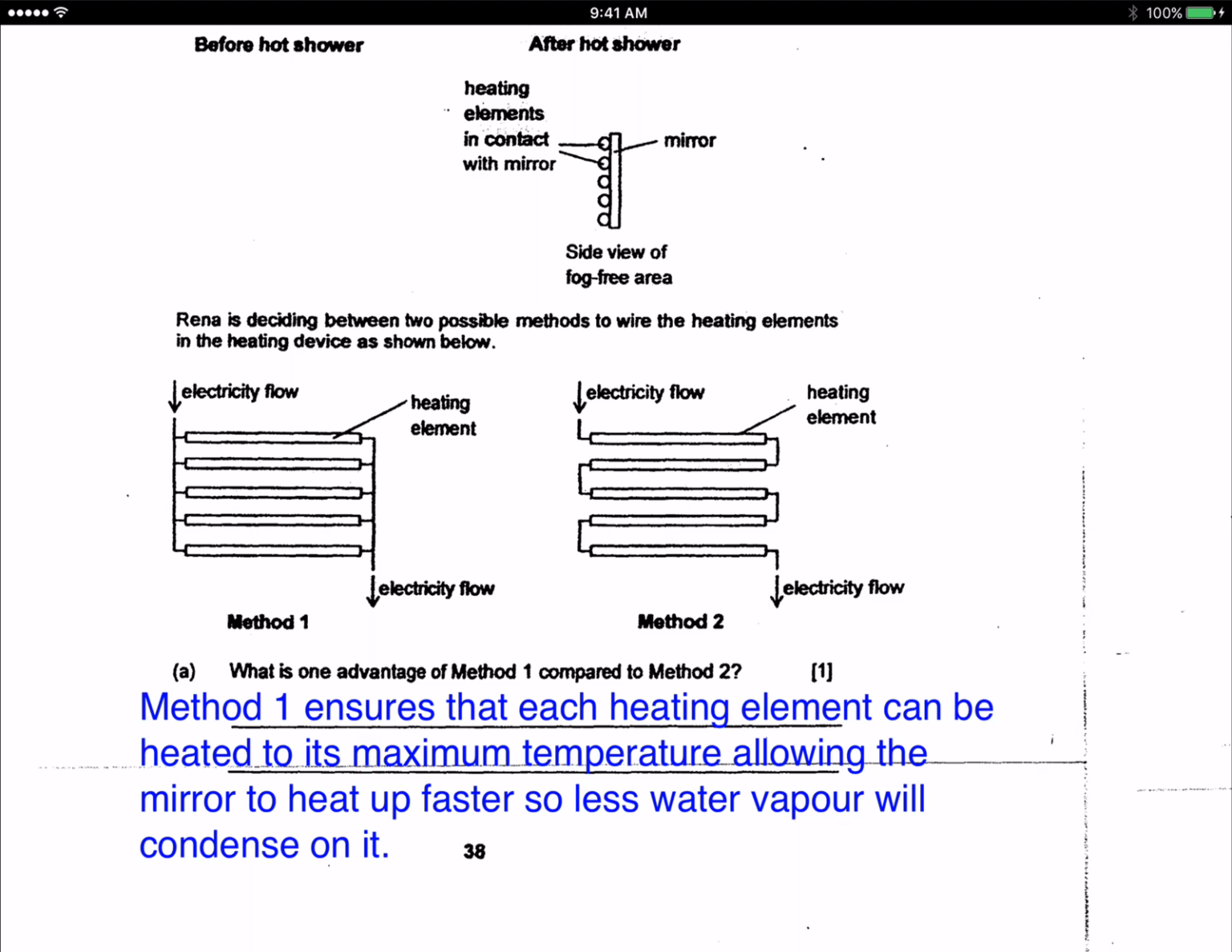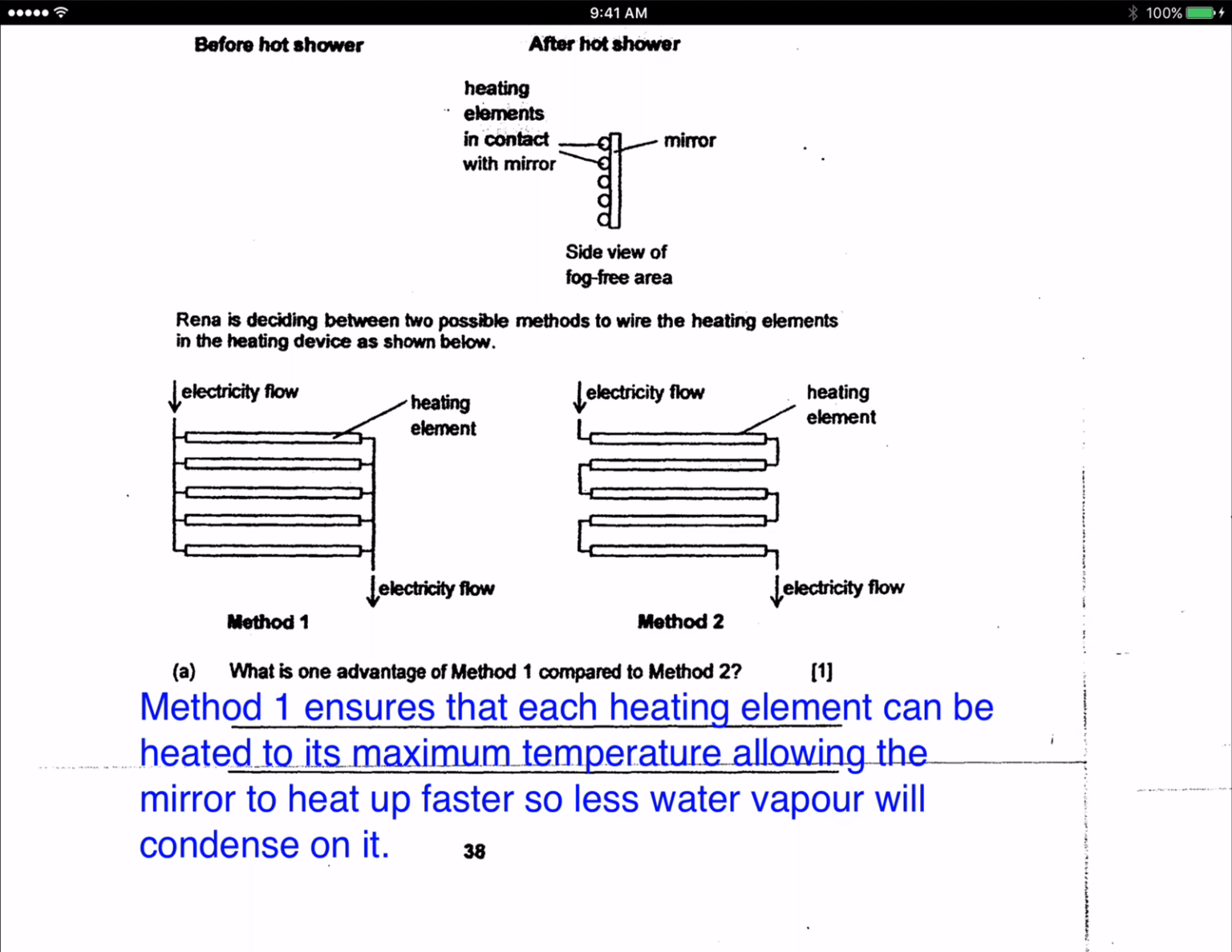Method 1 is like a parallel circuit. This is like a series circuit. When a heating element stops working, in case one doesn't work, the rest can still work. But in method 2 it would not. Right, that's a possible answer.